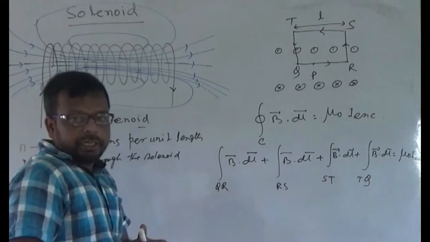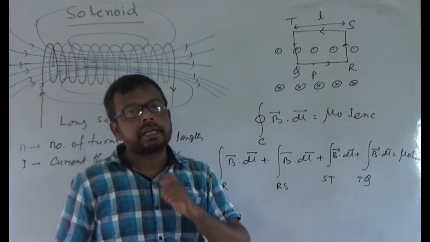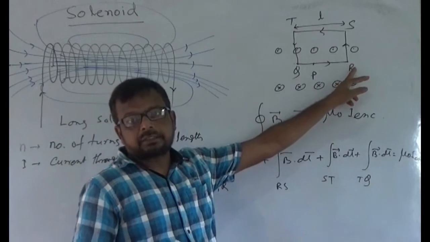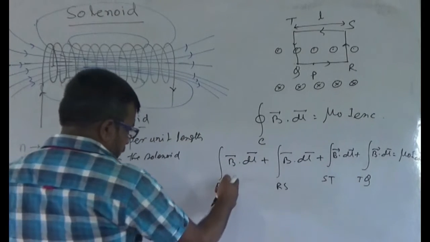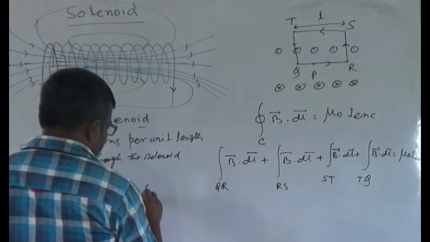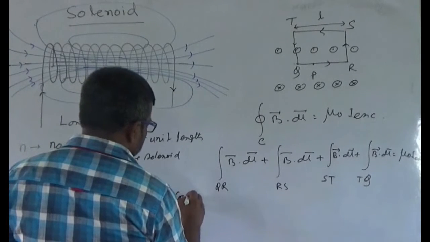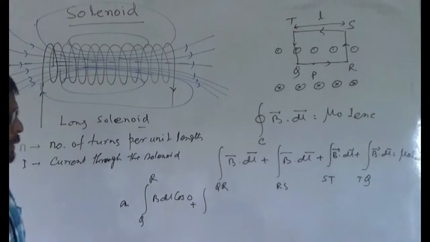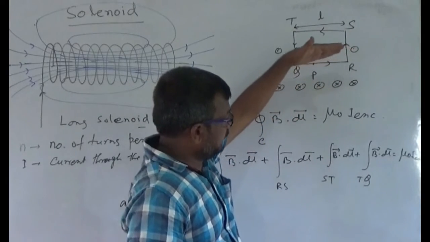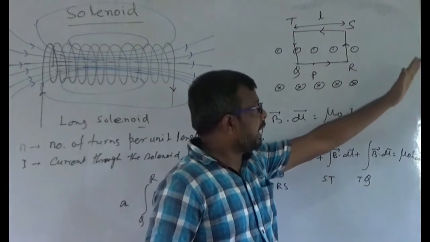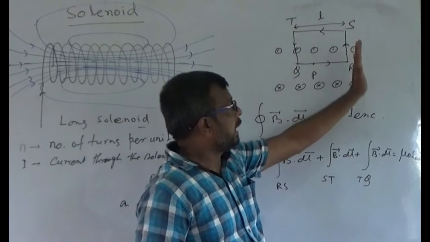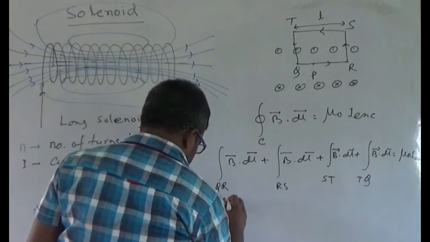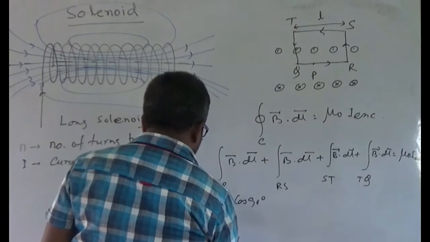Now see here, we have already said that the magnetic field inside the solenoid is along the axis, right? Therefore, along the QR path, B and dl are parallel. Therefore, we can write the integral of B dl cos 0 through the path Q to R. And now along the path RS, B is along the axis, and dl is perpendicular along this side. That means B and dl are perpendicular. Therefore, in this case, you can write B dl cos 90 degrees along RS.